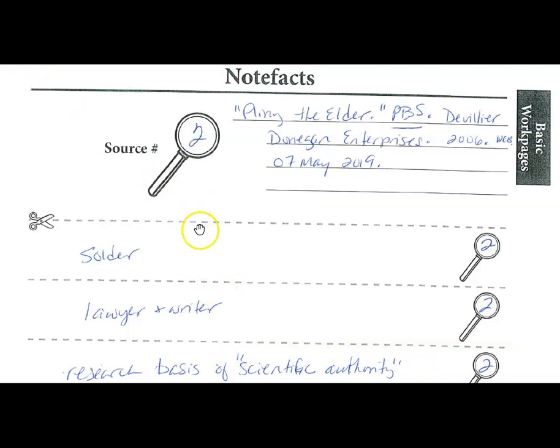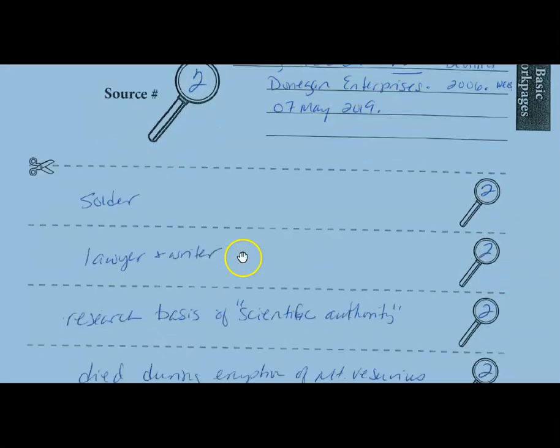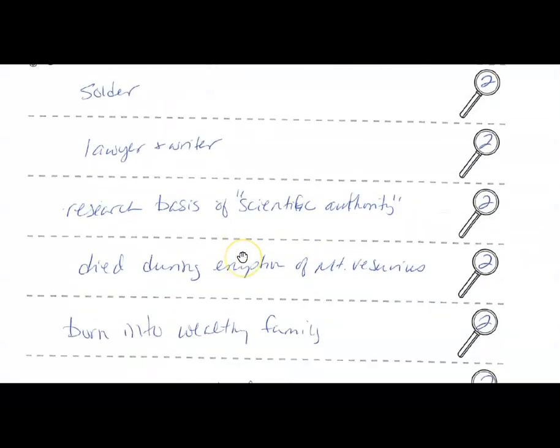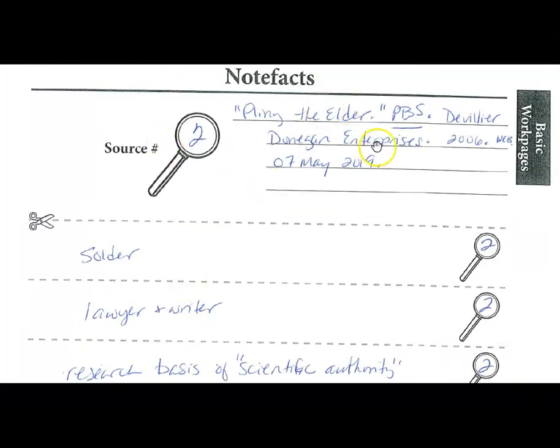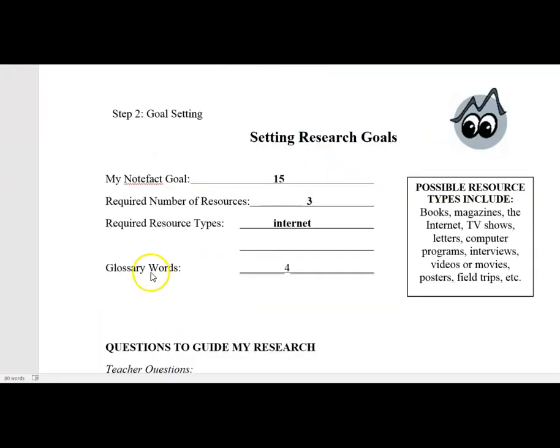Okay, so again, let's go back now. Now that you know what a note fact is, sorry, it keeps doing that on me because it's a PDF. A note fact is, and what a source is. Let's go back and look at our requirements again. Okay, so it was 15 note facts and 3 sources and 4 vocabulary words.